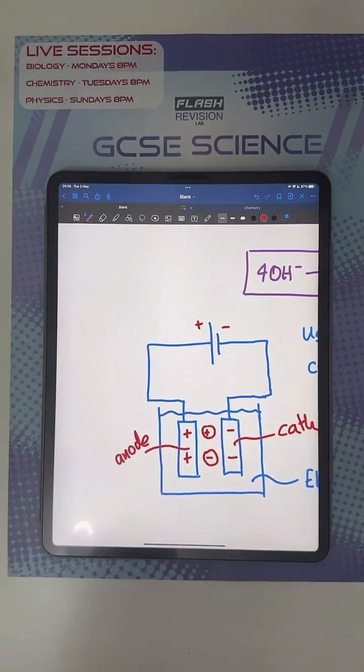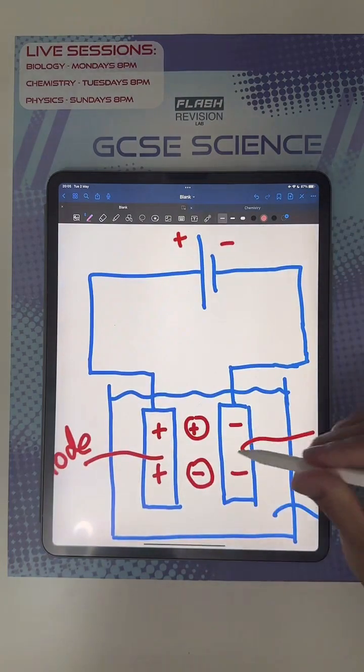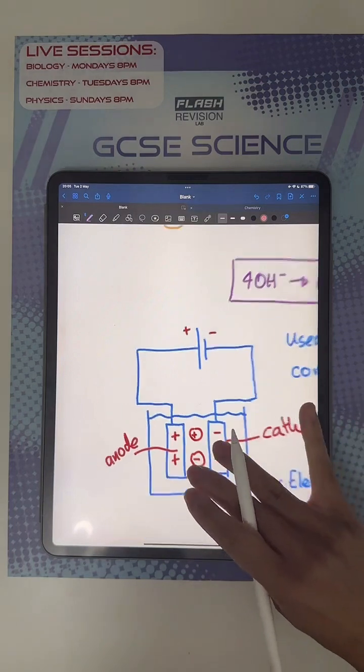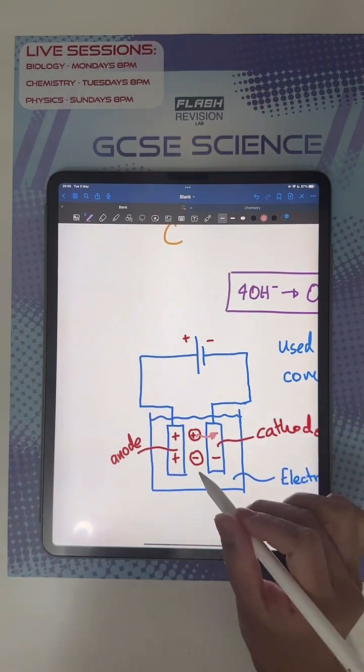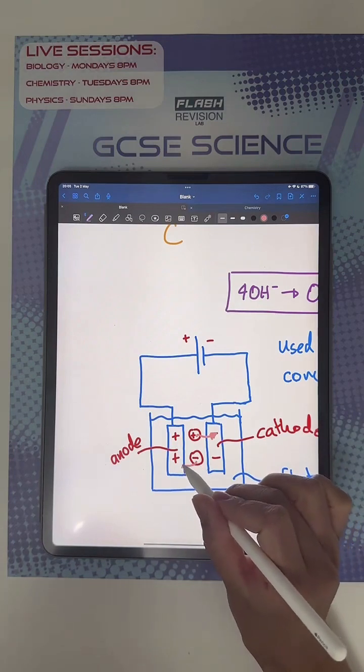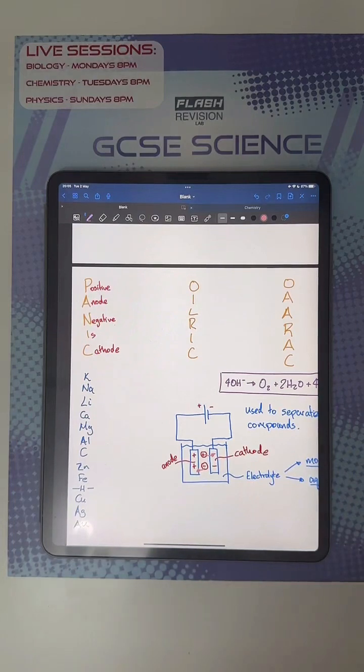So what happens during this process? You connect the circuit up, you put your electrodes into the solution, and you're going to get movement of the ions. The positive ion is going to get attracted to the cathode, so it's going to move there, and the negative ion is going to get attracted to the positive electrode because opposite charges attract.